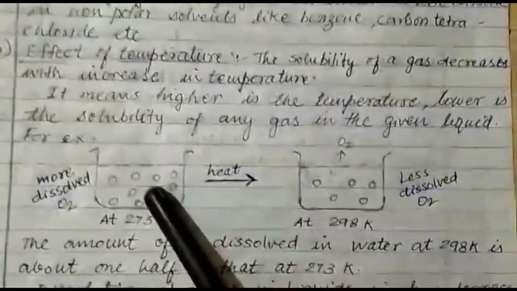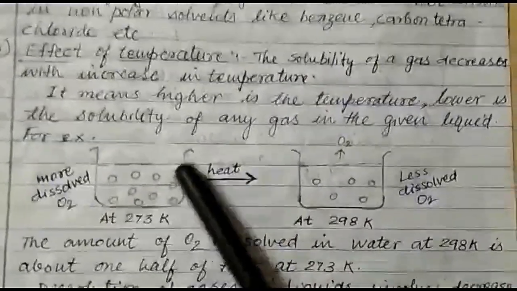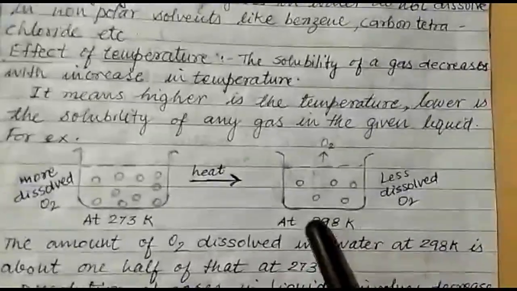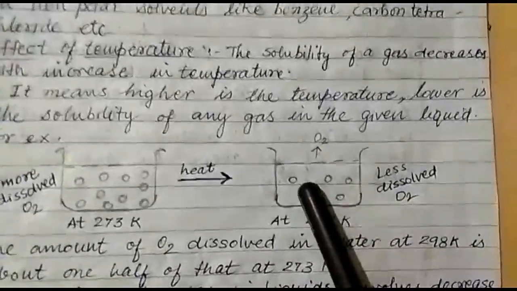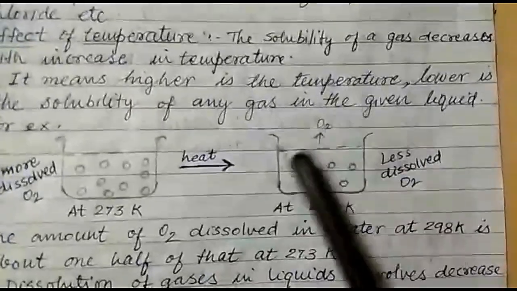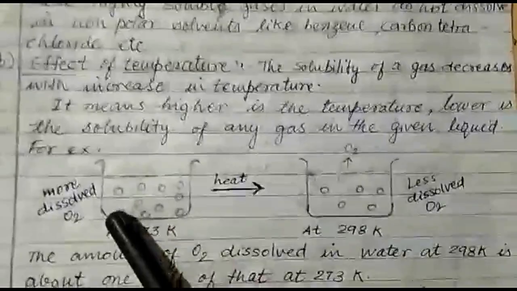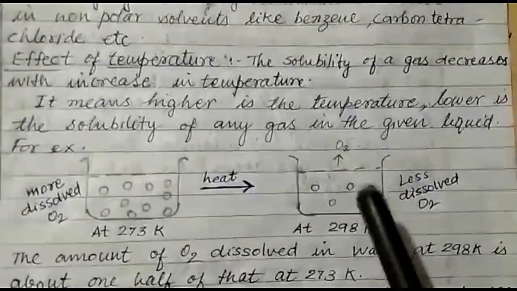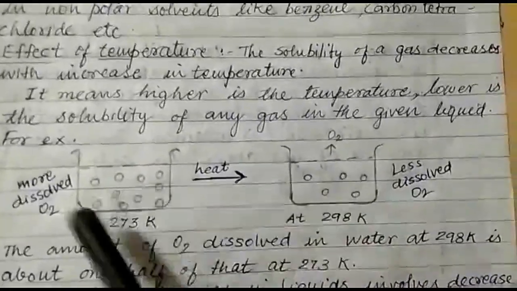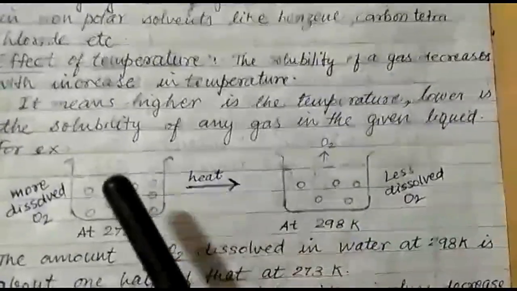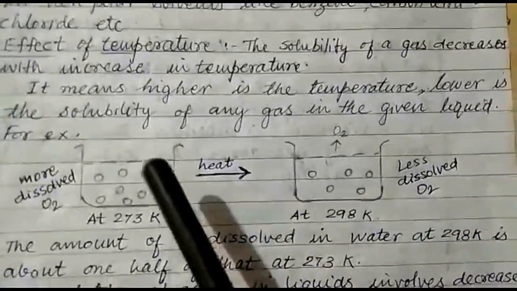Let us start heating this solution. When we heat and make the temperature reach 298 Kelvin, we see that the amount of oxygen is less because more and more oxygen is escaping from the system. So less oxygen here, more oxygen here. Experiment suggests that the amount of oxygen at 298 Kelvin in the same solution is just half of what was present at 273 Kelvin in the system.